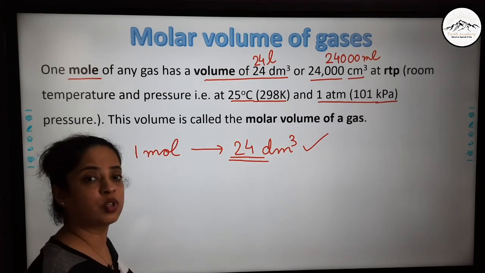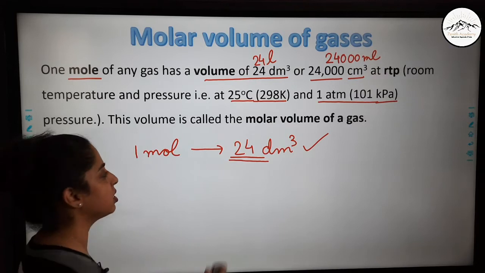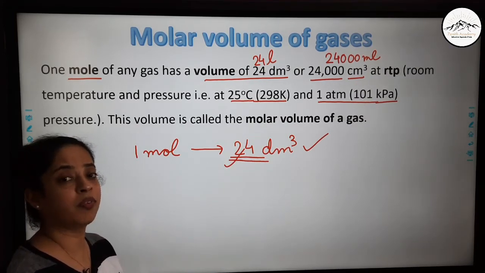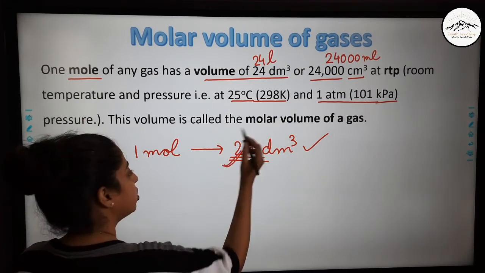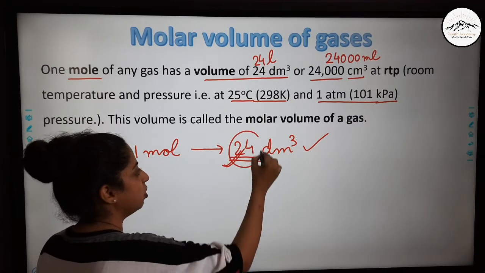Now this holds true for all the gases. If I say what is the molar volume of nitrogen gas, then too it is 24 decimeter cube. If I say what is the molar volume of carbon monoxide gas, then too it is 24 decimeter cube. So this value is constant for 1 mole.